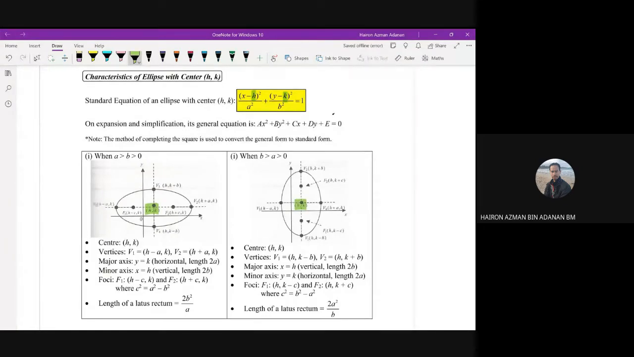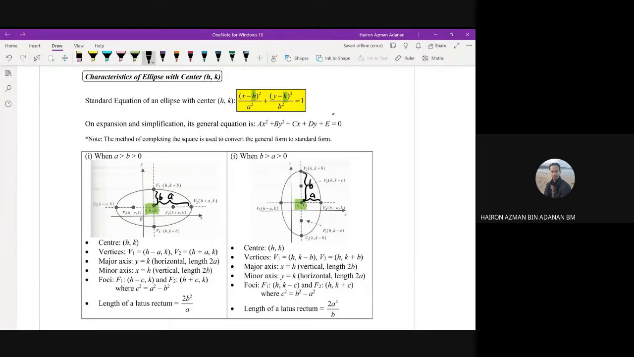Okay, one more thing, it's very important. My understanding is that below X is A, below Y is B. So check your denominator. Below X is A, which means the distance from the center to the vertices is A. Below Y is B, which means the distance from the center to the vertices is B. This one is B, the value of Y.